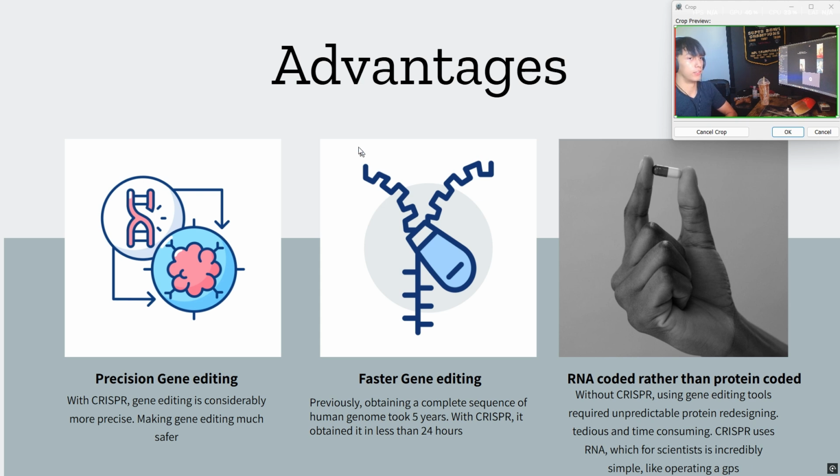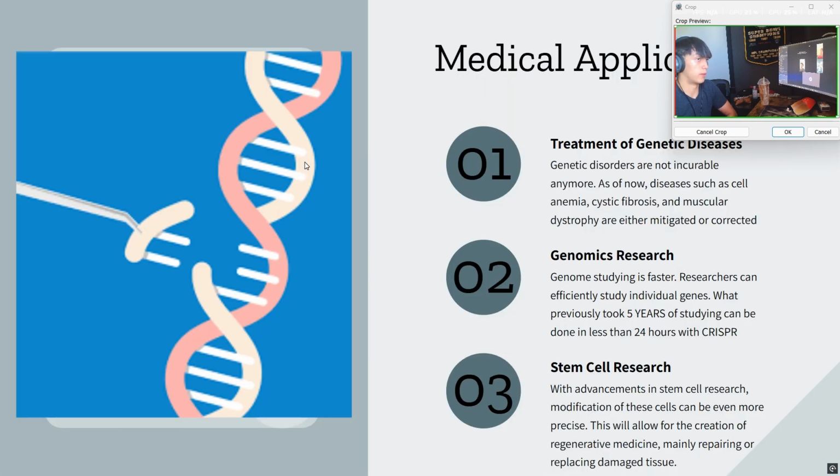Another main reason is it's RNA coded rather than protein coded. Protein redesigning is incredibly tedious, annoying, and time consuming, and it puts a burden on bioengineers. But with CRISPR using RNA, it's incredibly simple to redesign. It's like operating a GPS: if you want to go to point A, you put in some coordinates. If you want to go to point B, you just change the coordinates, and CRISPR will guide you there. That's basically how it works to them, and that's why they love it. They love it so much.